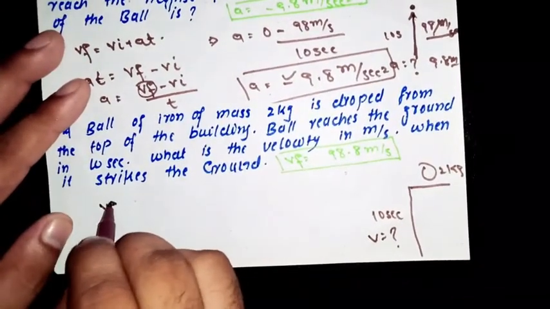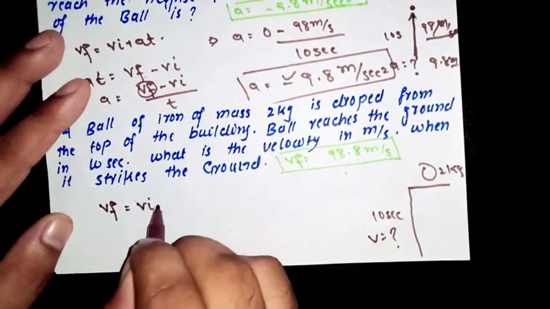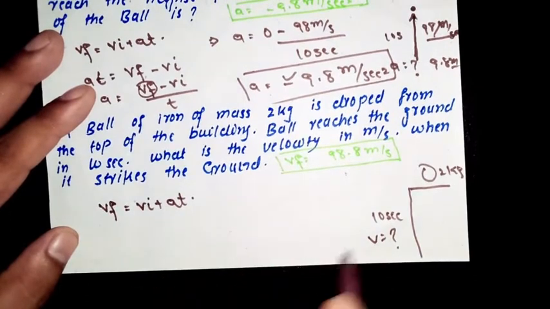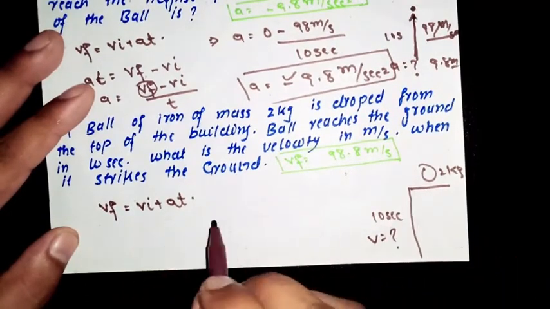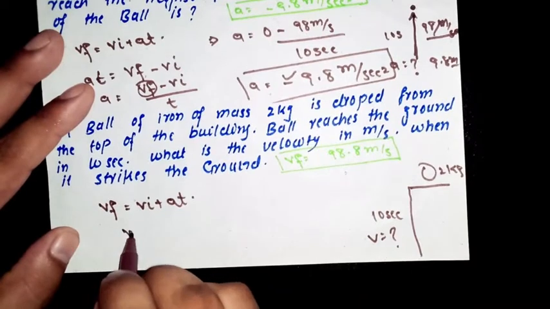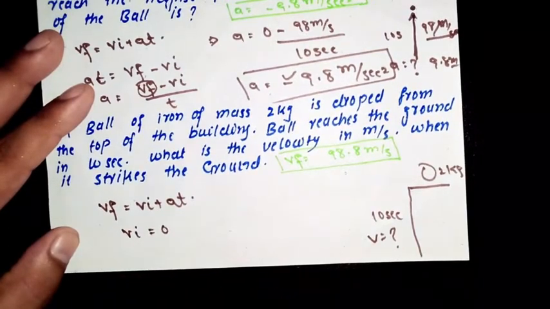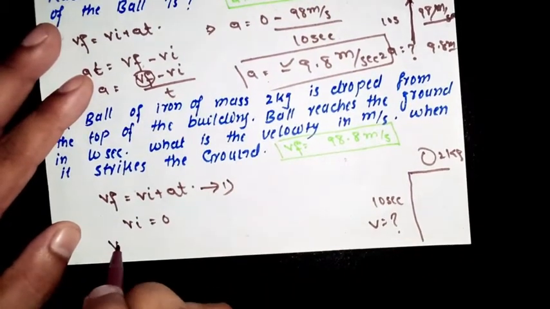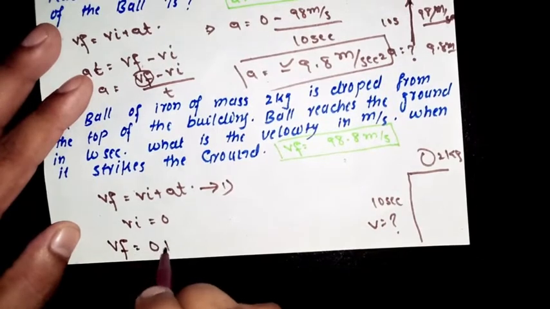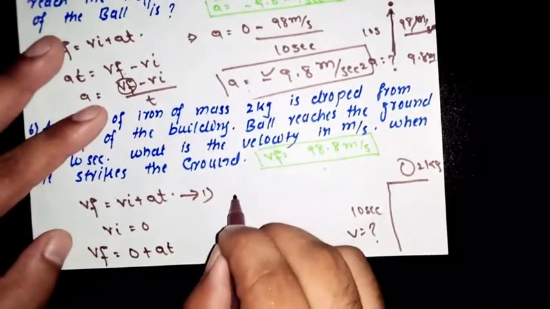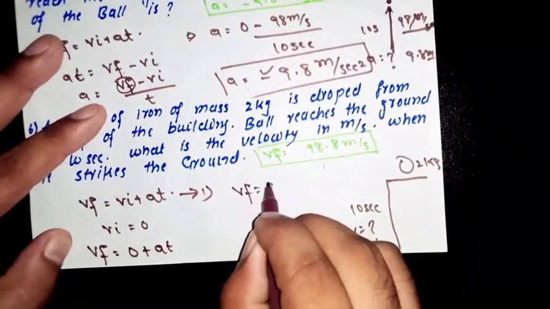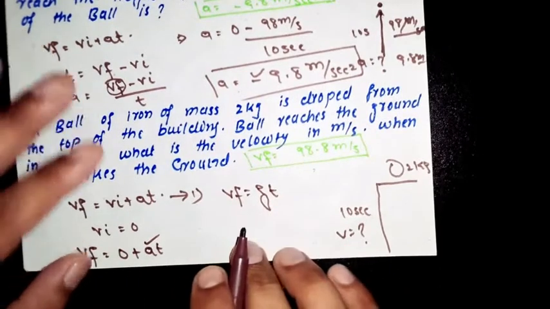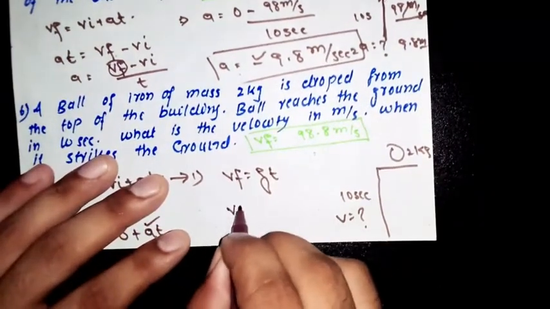Again we will use the same equation of motion. Vf is equal to Vi plus At. Now the initial velocity of the ball is 0. Vi is equal to 0, so we will put Vi equal to 0 in equation 1. So Vf is equal to 0 plus At, and Vf is equal to gt. We will replace acceleration by acceleration due to gravity.